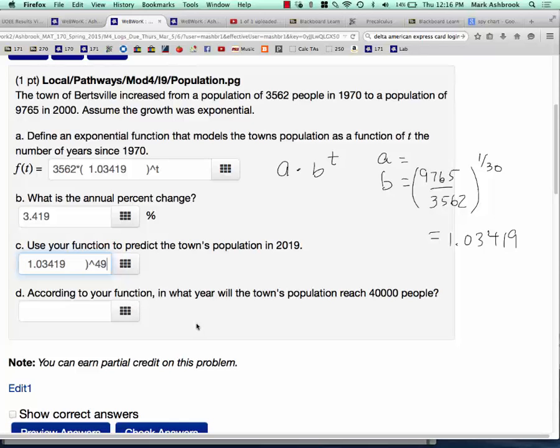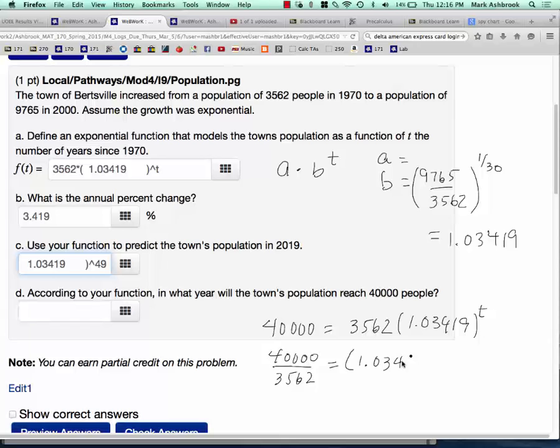Okay, then here's the most important question for the new stuff. 40,000 is the output that we want. We want to know how many years it takes to get that amount of output. So we're trying to solve for t. First step, divide by the 3562. Okay, and so what do we have?